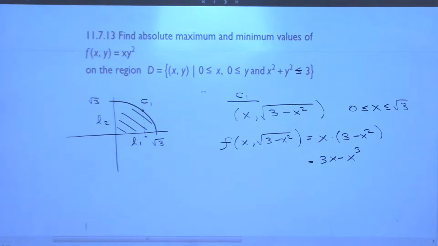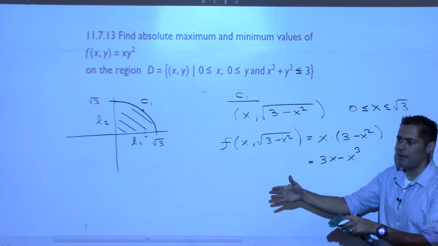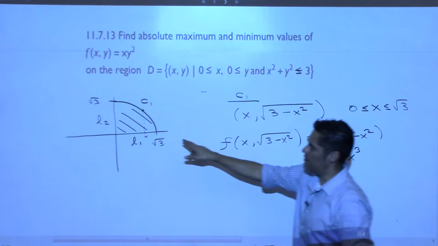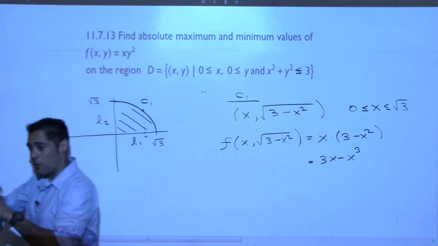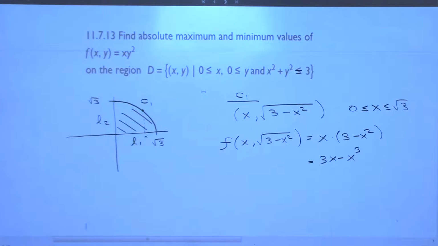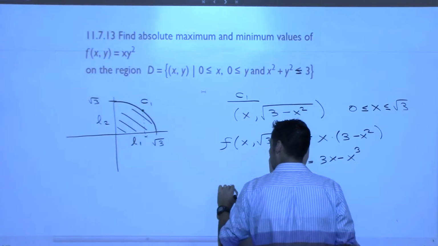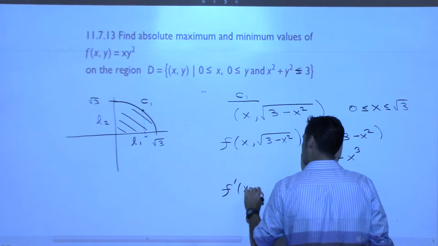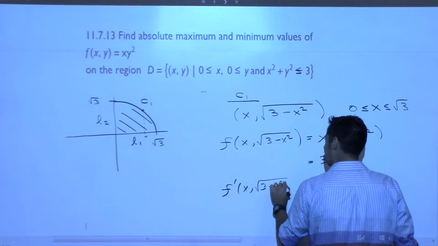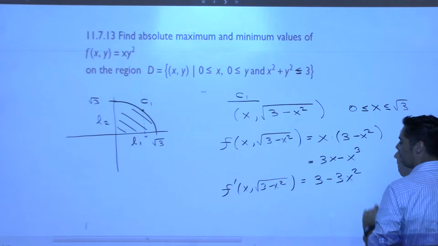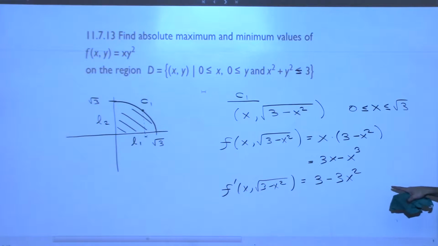Now let's find the critical numbers of this. We've never had a cubic, right? We've had a line. We've had a constant, like along this one, it was constant. We've had a parabola. We've never had a cubic. Well, anything can come out of these. It just depends on your boundary and your function. You just now need to be able to take the derivative of this. So the derivative of f of x, root 3 minus x squared, is 3 minus 3x squared. And now you're going to set that equal to 0, right?